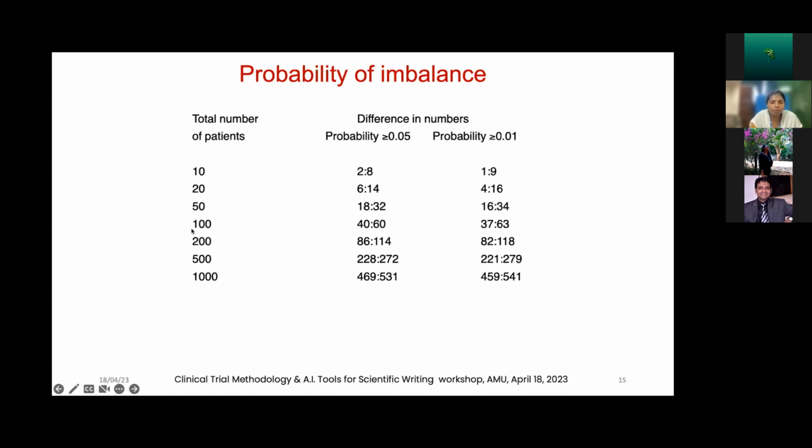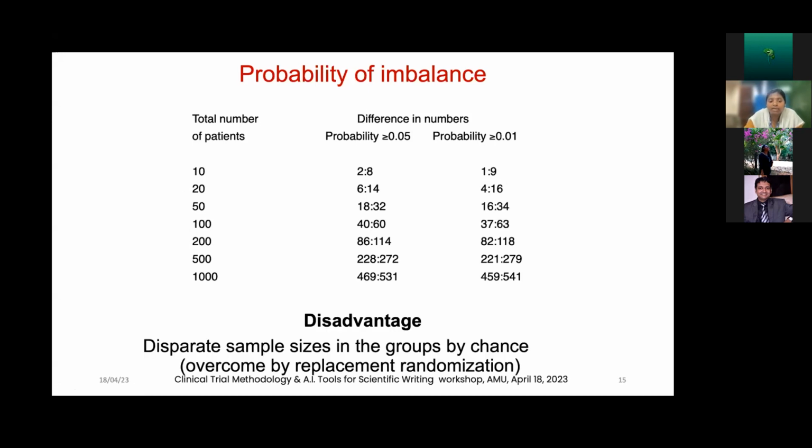But when you go beyond a sample size of 200, this imbalance becomes immaterial. When you have several thousands, this imbalance is found to be very small. So this is the disadvantage with simple randomization, I would say, because there can be disparate sample sizes in the groups by chance alone. So previously, a simple technique was used, that is replacement randomization.